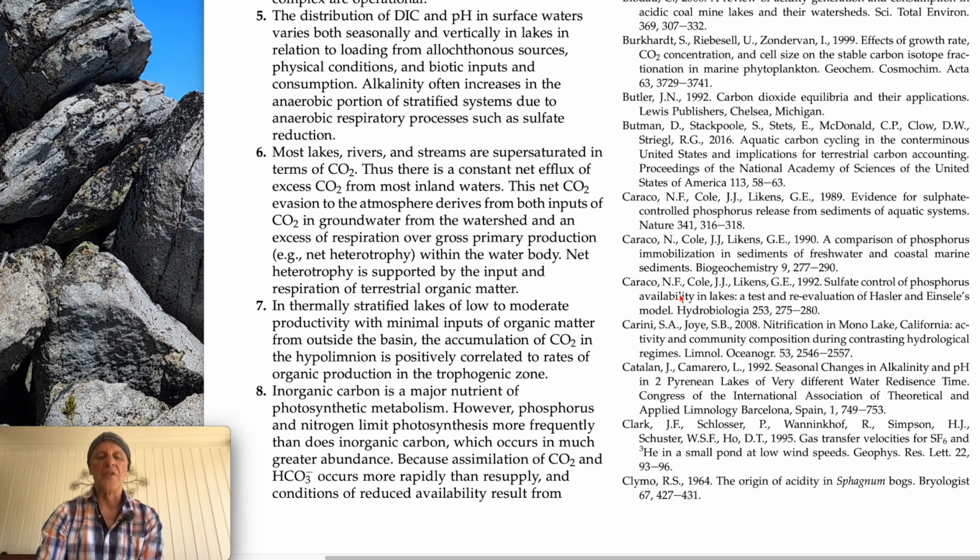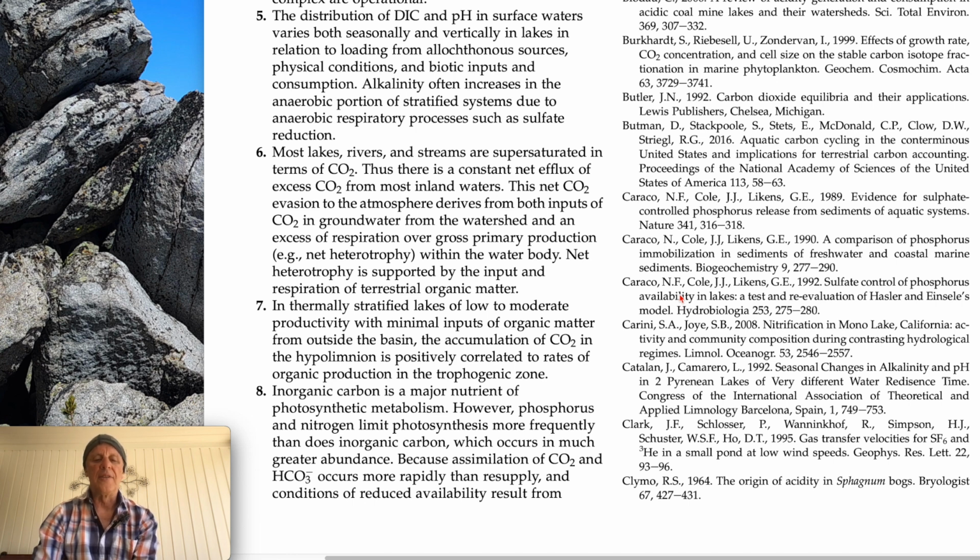This net CO2 evasion to the atmosphere derives from both inputs of CO2 in groundwater from the watershed and an excess of respiration over gross primary production within the water body. Net heterotrophy is supported by the input and respiration of terrestrial organic matter. In thermally stratified lakes of low to moderate productivity with minimal inputs of organic matter from outside the basin, the accumulation of CO2 in the hypolimnion is positively correlated to rates of organic production in the trophogenic zone.